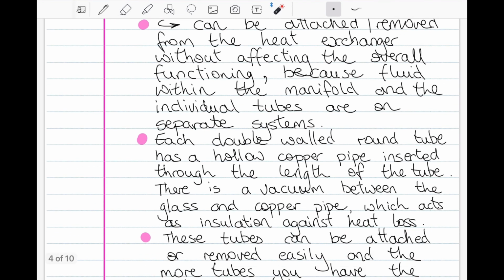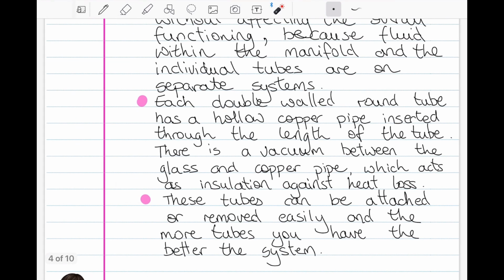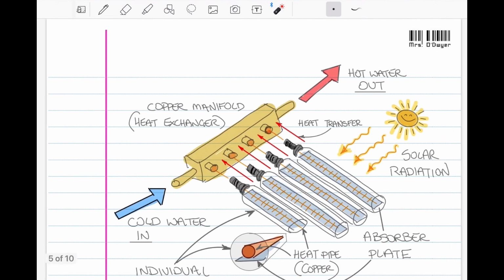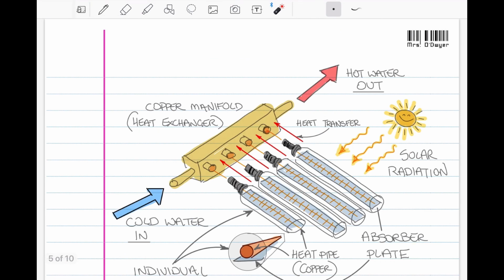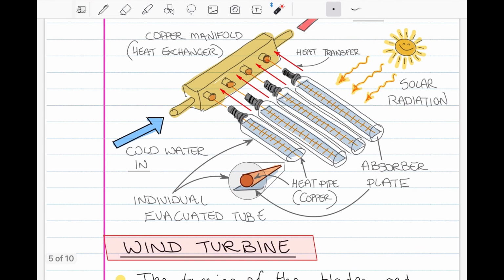Okay, so that's acting as insulation against heat loss. Now, these tubes can be attached or removed easily, and the more tubes you have, the better the system. Makes sense. Okay, so there's our diagram. You will need to be able to draw something similar to that, certainly with the detail needed of each piece.